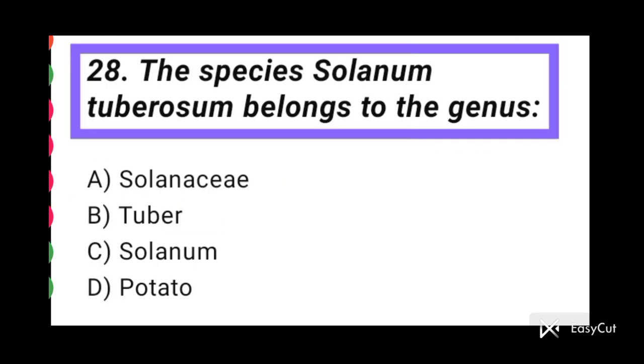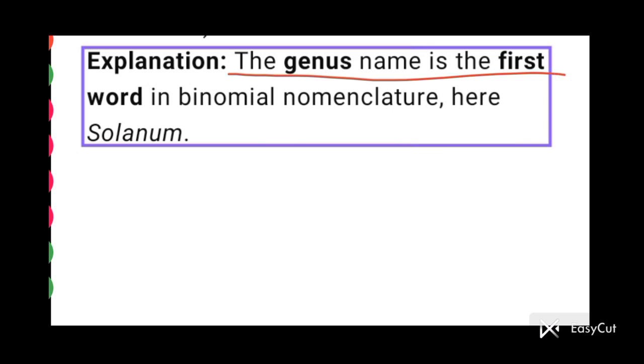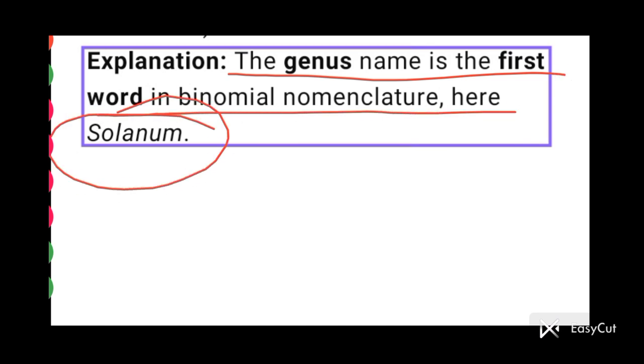Question number 28. The species Solanum tuberosum belongs to the genus Solanum. So option C is correct for question number 28. The genus name is the first word in a binomial nomenclature. Here, Solanum is the genus.